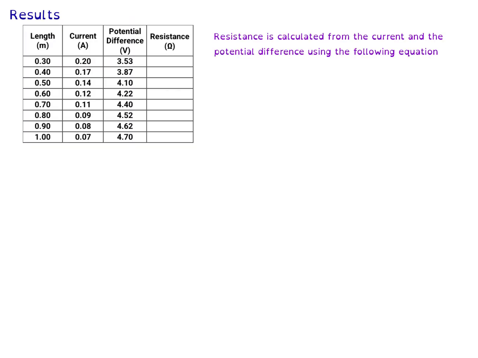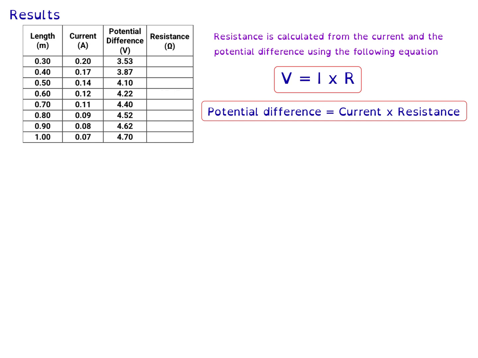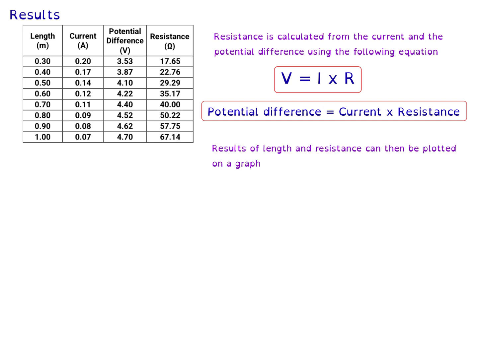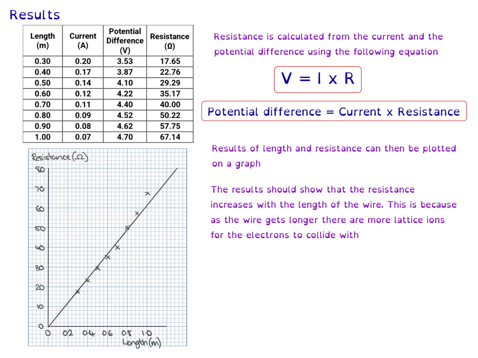Once you have your results of current and potential difference for each of the lengths, the resistance can be calculated using the following equation. Potential difference equals the current times the resistance, or V equals IR. Results of length and resistance can then be plotted on a graph. These results should show that the resistance increases with the length of the wire.